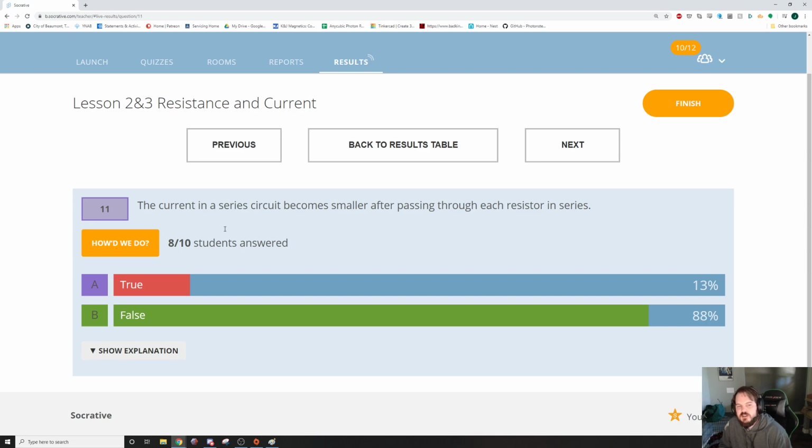The current in a series circuit becomes smaller after passing through each resistor in series. It does not, because current stays the same all the way through the series circuit.